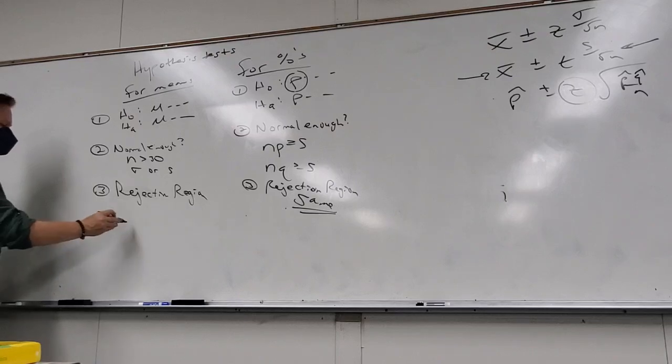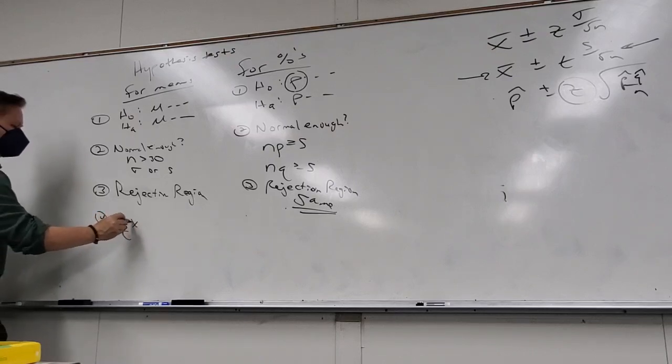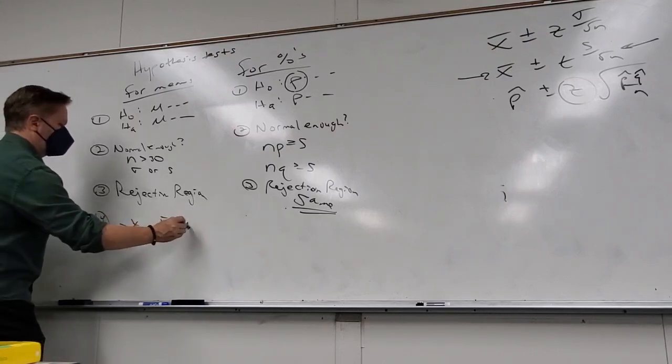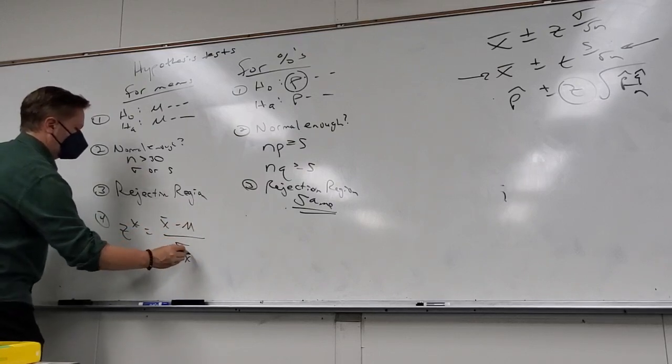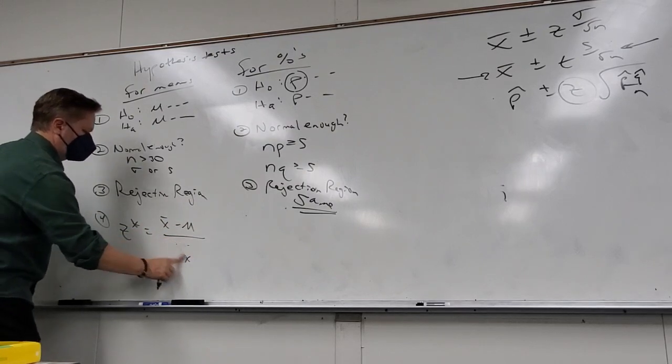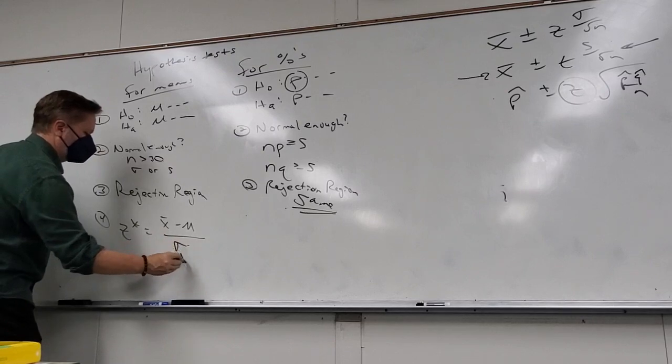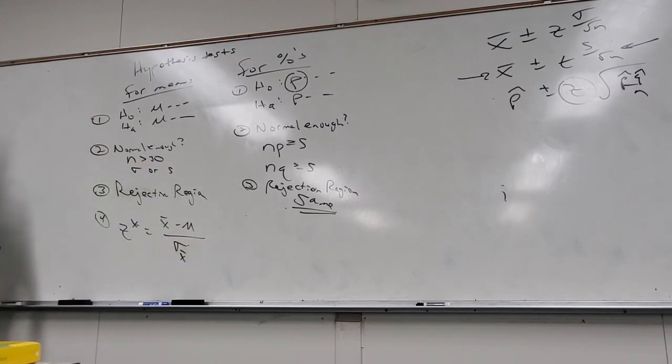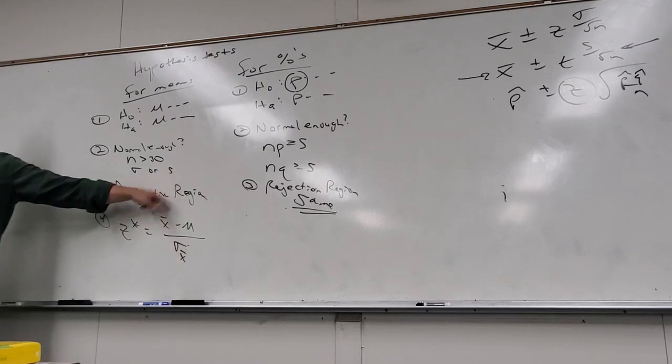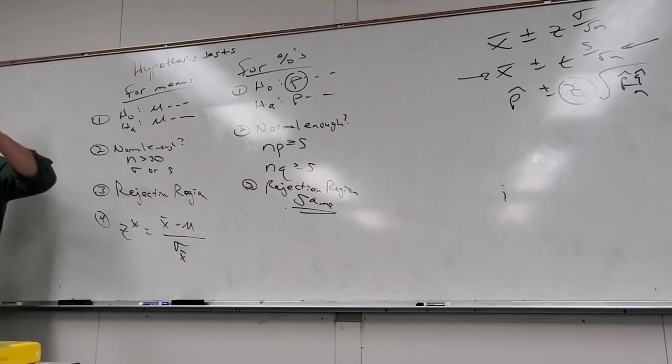Next step was, now here's the huge difference. The next step was to calculate Z star, which used to be doing this. Right, we would calculate the new standard deviation, then we would create a z-score from that.